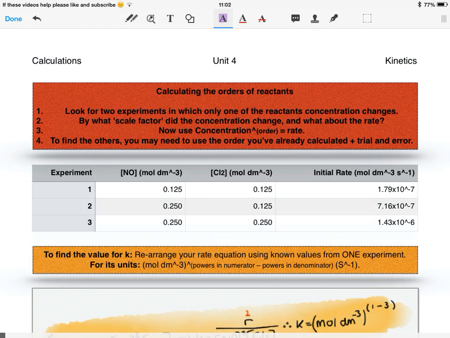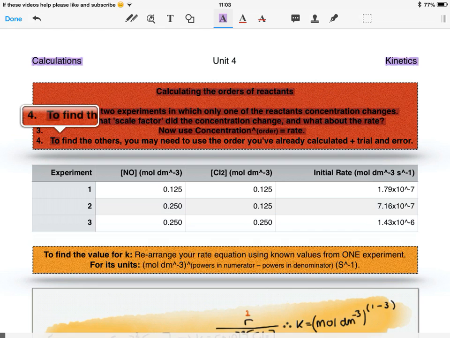Okay, so this video is going to be on the kinetics topic, and in particular the calculations. So to calculate the orders of the reactants, I like to use this method because I find it quite easy. First we look for two experiments in which only one of the reactants' concentration changes. Then we think, by what scale factor did the concentration change? What about the rate? Then we use the formula concentration to the power of the order equals rate.